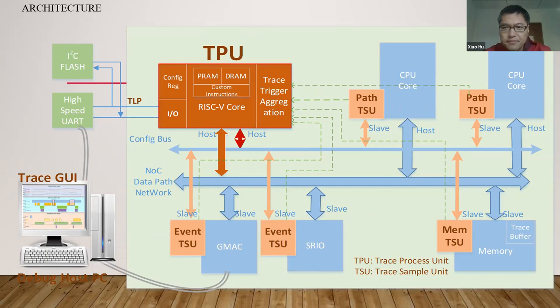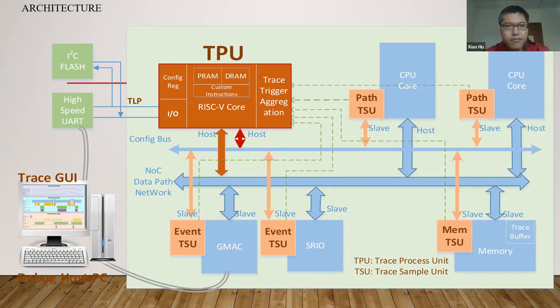The trace data collected from the slave units is gathered into the RISC-V core. The RISC-V core then sends it into the SoC's memory, a separate minimal memory called the trace buffer. Then the trace buffer's data can be sent out by GMAC and SIO to the trace GUI. This is the debug host PC. And this TPU can be debugged by the high-speed UART.